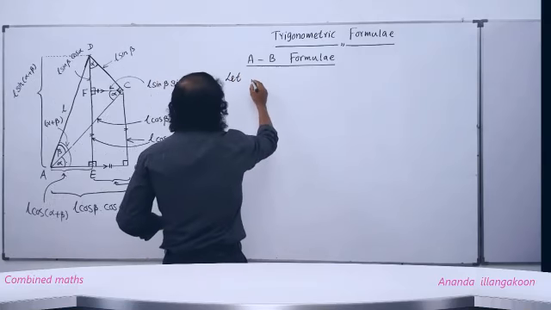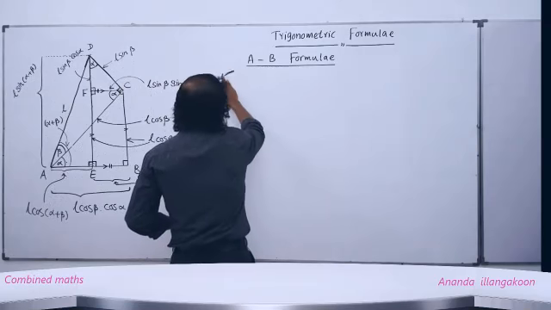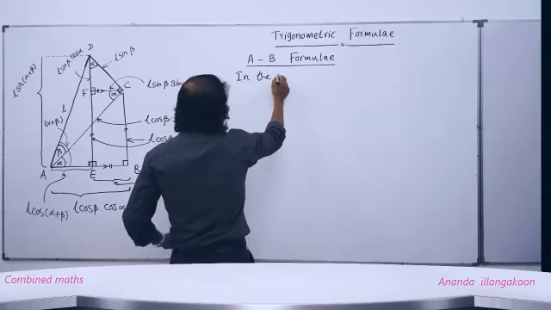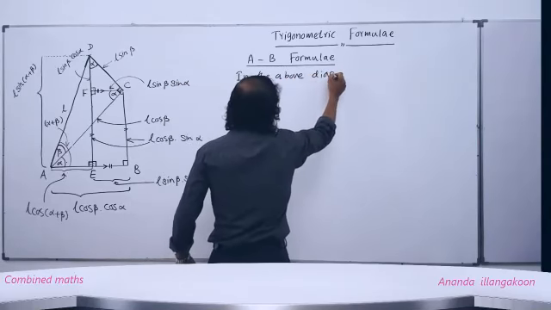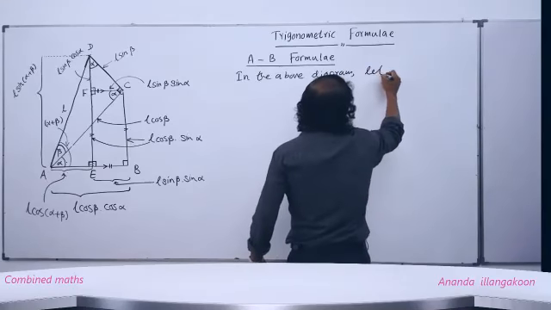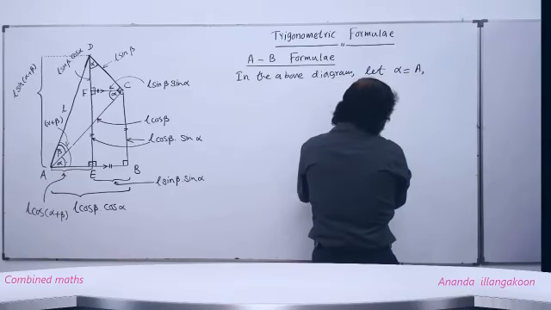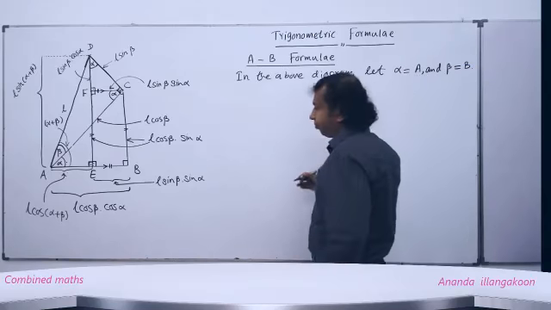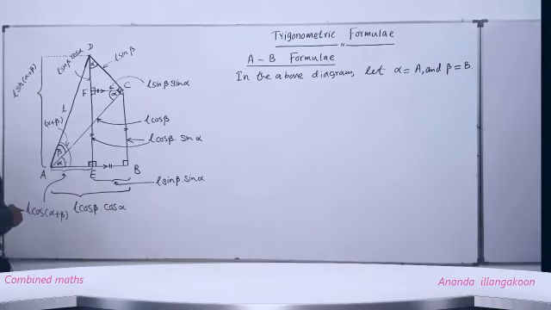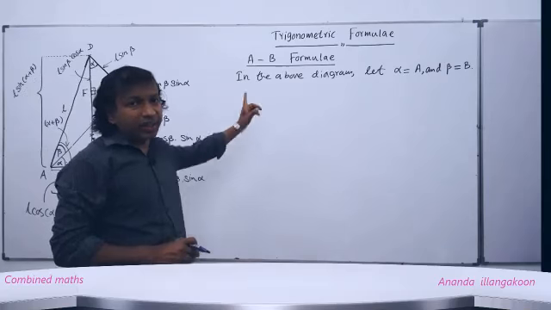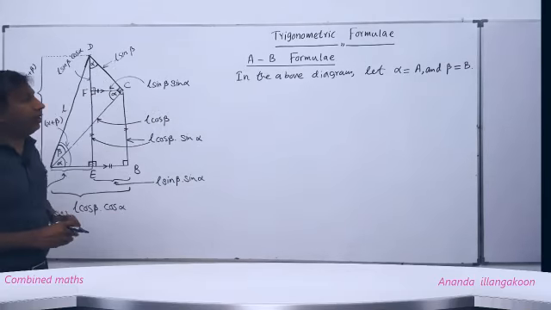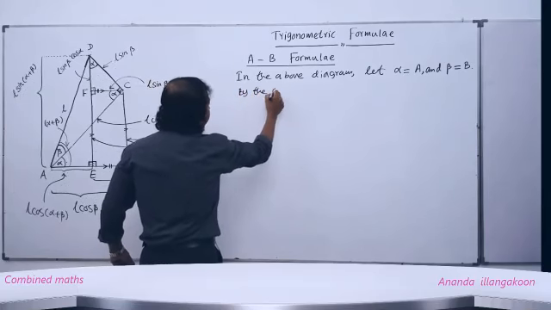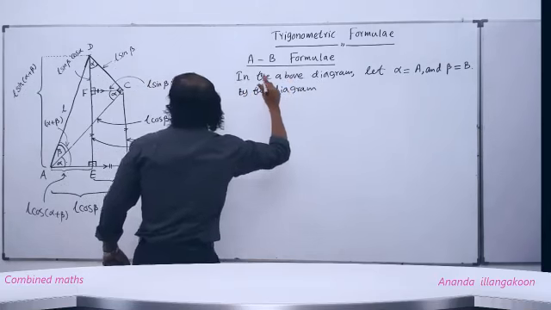We'll write like this. In the above diagram, let alpha equals A and beta equals capital B. Now, for this alpha, I am going to put capital A. For this beta, capital B angle to get the AB angles, AB formula. Then you can write by the diagram.